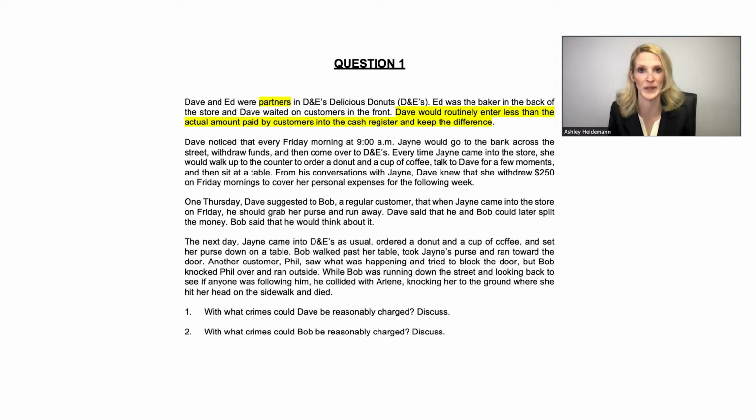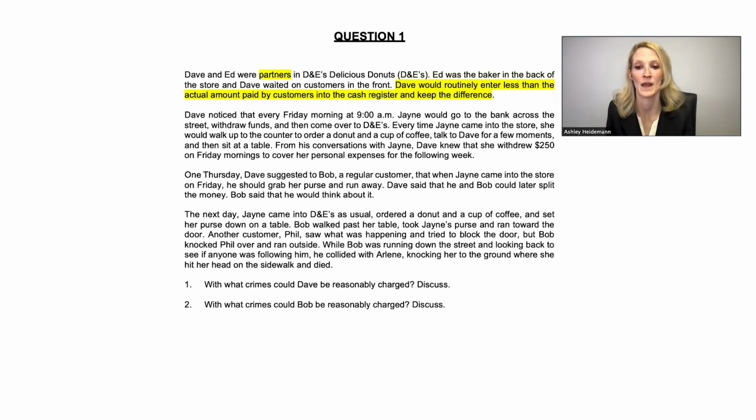I don't see any crimes committed in this paragraph, but it's telling us that he's noticing she's withdrawing money, so it's obviously going to be setting him up for some kind of crime. One Thursday, Dave suggested to Bob, okay, I don't even need to read further. I know that the fact that Dave suggested something to someone else immediately raises an issue of solicitation, because solicitation occurs whenever somebody asks, encourages, or suggests somebody to commit a crime. All right, so this is going to raise an issue of solicitation, and I'm going to highlight it or jot down solicitation so I don't forget to talk about this in my answer.